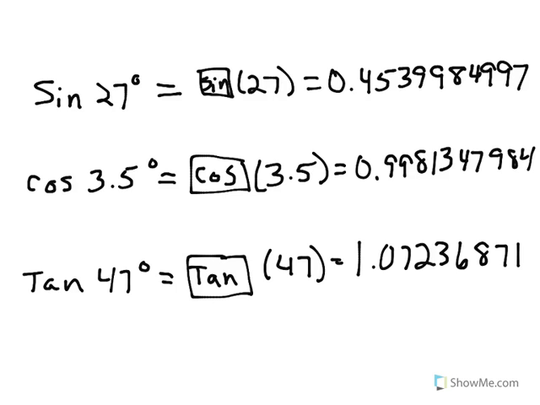Those are the sine, cosine, and tangents of an angle. They are not the degree measure of the angles. They are the decimal values of the ratios of the sides and the hypotenuse.